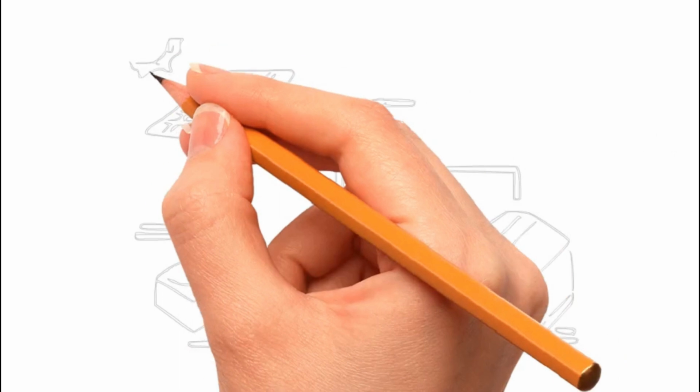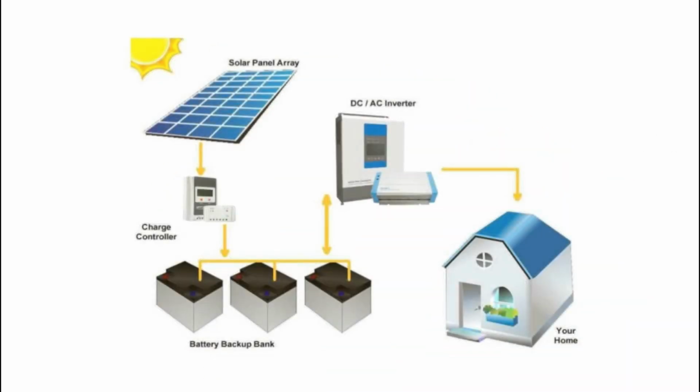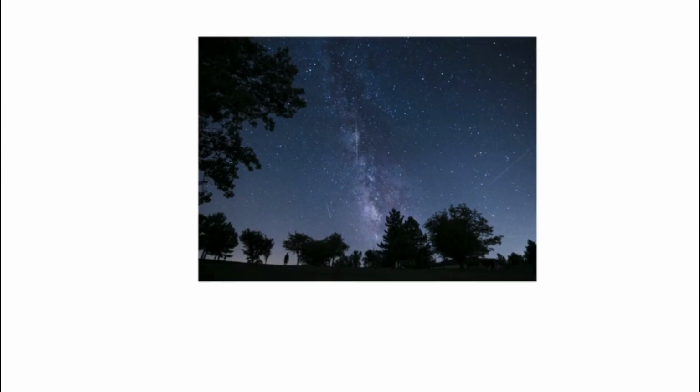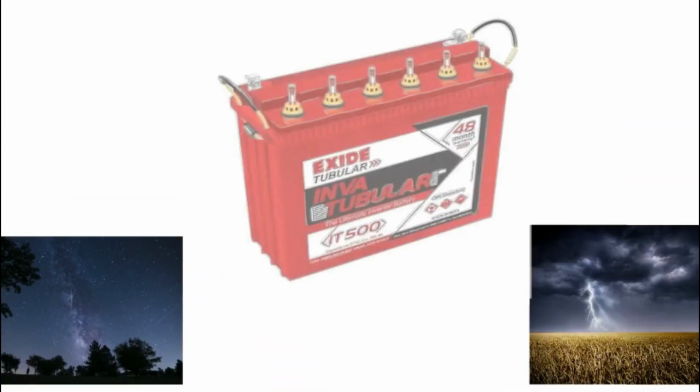So friends, now let us see the off-grid solar system. Basically, this type of solar system is fully independent. Means in this type of solar system there is no contact with government electricity. And in night time or in cloudy weather, electricity is provided by battery backup.